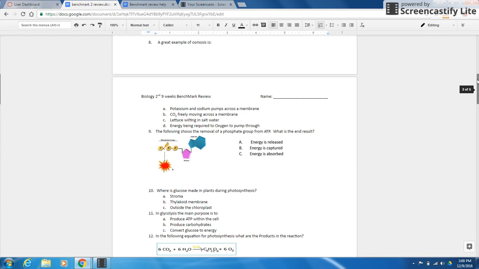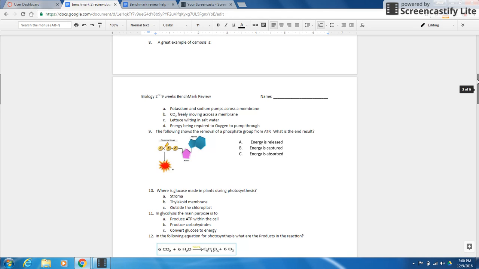Now, here's the thing. We can do process of elimination and get rid of the first one. That sodium and potassium pump has nothing to do with osmosis. We look at CO2, and CO2 moves freely across in passive transport. But the one key thing that's missing in osmosis for our definition is the fact that it needs to move water. So C is lettuce wilting in salt water.